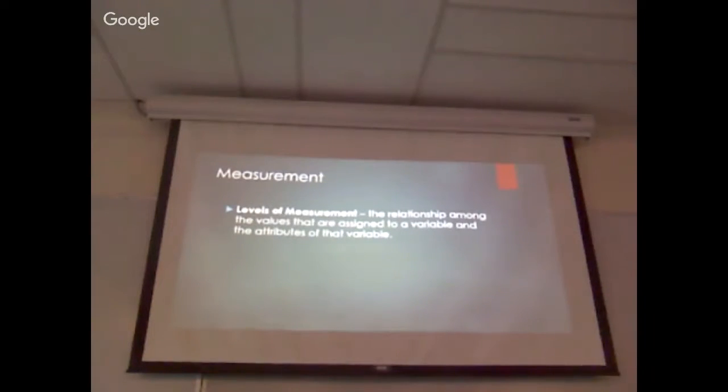Okay, this should be some good review. It's also important to back up and look at this stuff from time to time. So levels of measurement: the relationship among the values assigned to a variable, and the characteristics or attributes of that variable. What I'm going to ask you to do in this class is make sure that you understand each one of these levels, plus understand how the next level relates to the previous level.